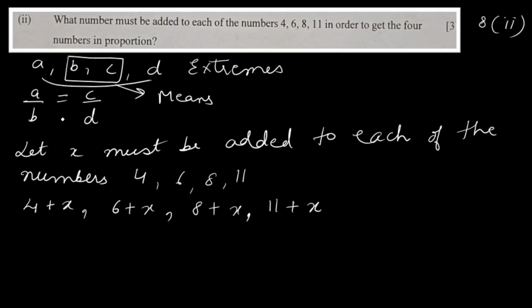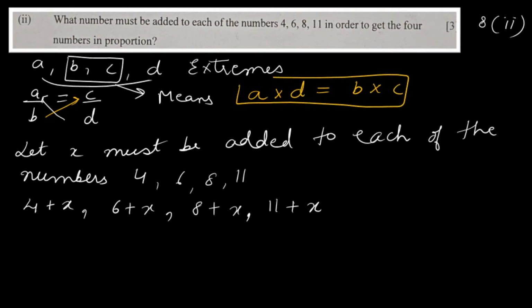product of extremes. So directly also you can remember, here I have shown you, a by b is equal to c by d. If I do cross multiplication, I'll get a into d is equal to b into c. So the direct formula you can remember: when the numbers are proportional, product of extremes is equal to product of means. Like I told you, outer ones a and d are extremes. So product of extremes is equal to product of means.